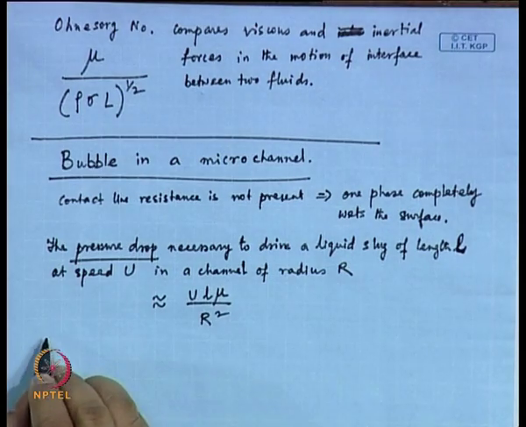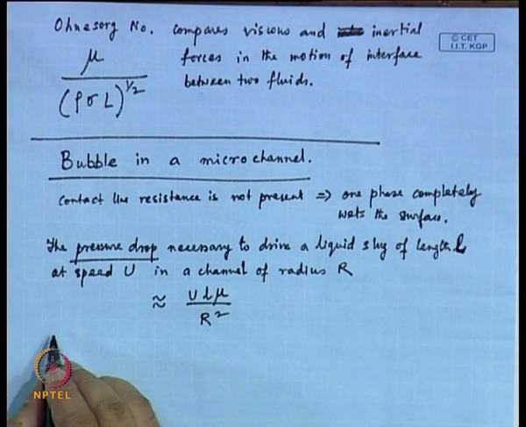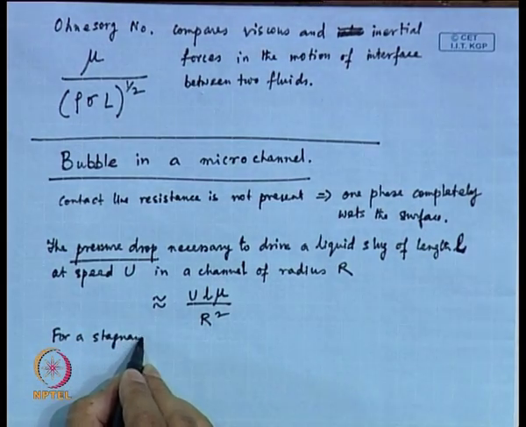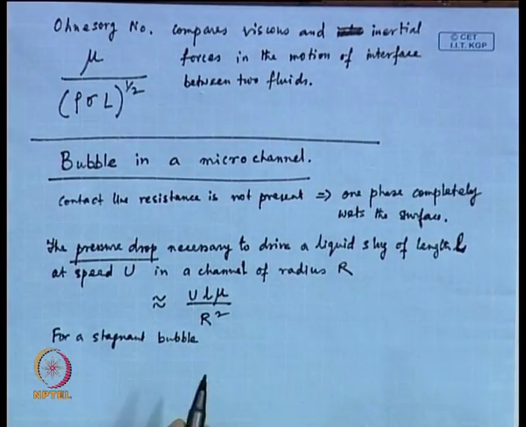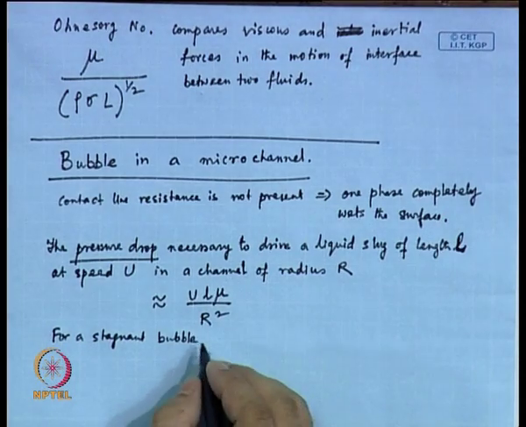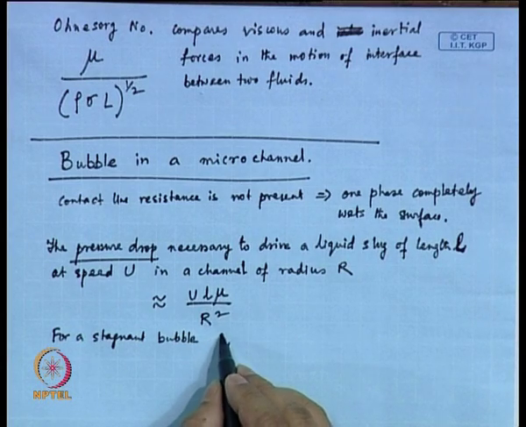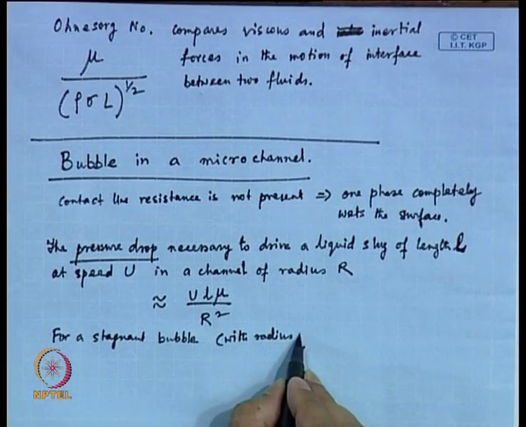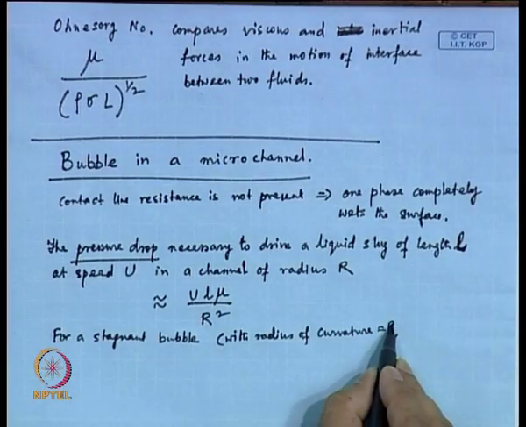Now, if we consider a stagnant bubble that has a radius of curvature equal to r.